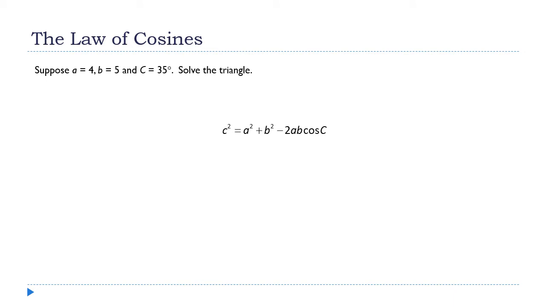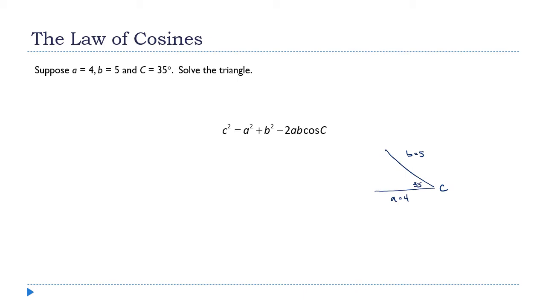I have this situation: I know two sides and the included angle. So what I have here looks like this. I have side a, that's 4, and I have side b, that's 5, and I know this angle here in the middle is 35.